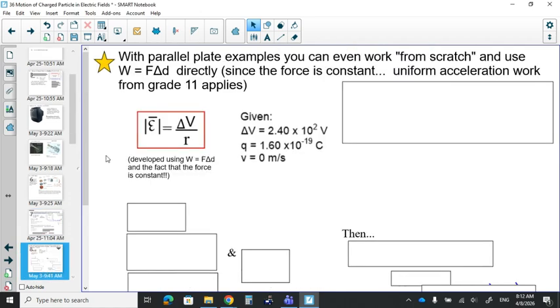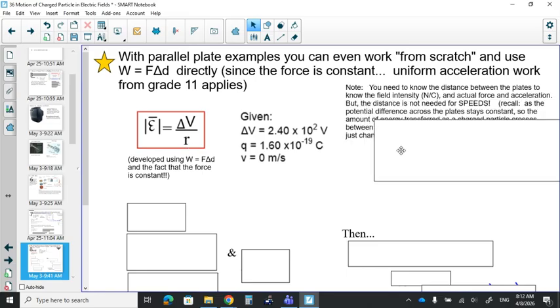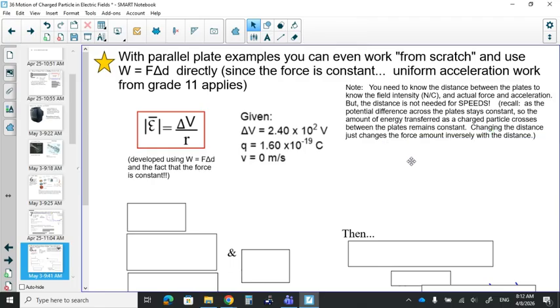All right. With parallel plates, you can even work from scratch, like work with more familiar concepts of force and acceleration and so on, because we know the electric field intensity is the potential difference divided by the space between the plates, right? So if you had the space between the plates, you'd actually be able to calculate out what the actual force is, the actual acceleration, and so on, right? And calculate out, based on uniform acceleration equations. So I'm just mentioning that. We're not doing that right now, because we don't actually have this distance.